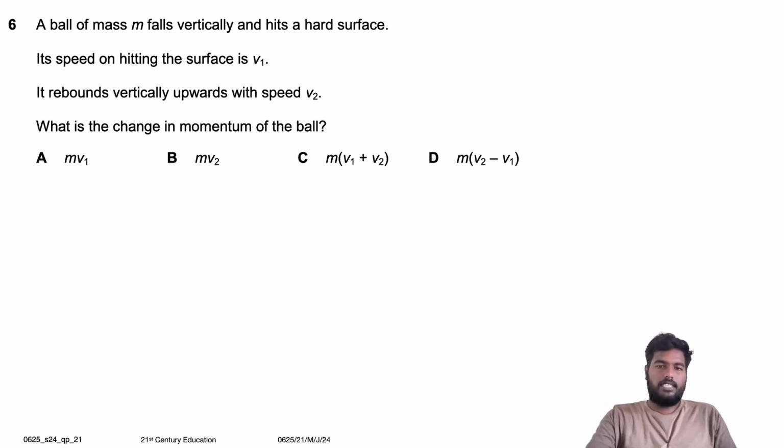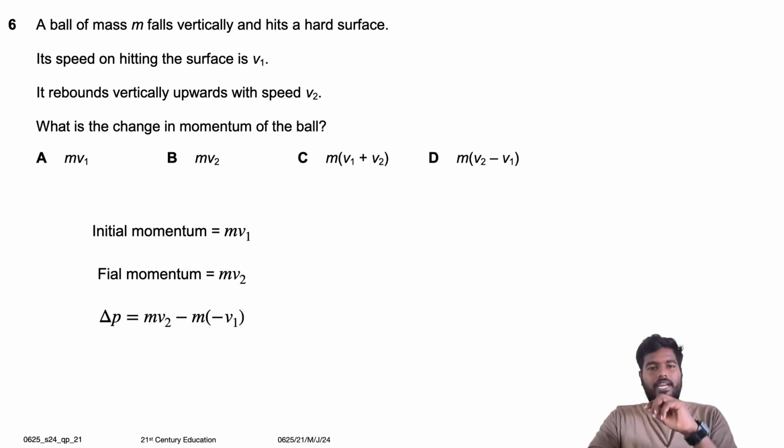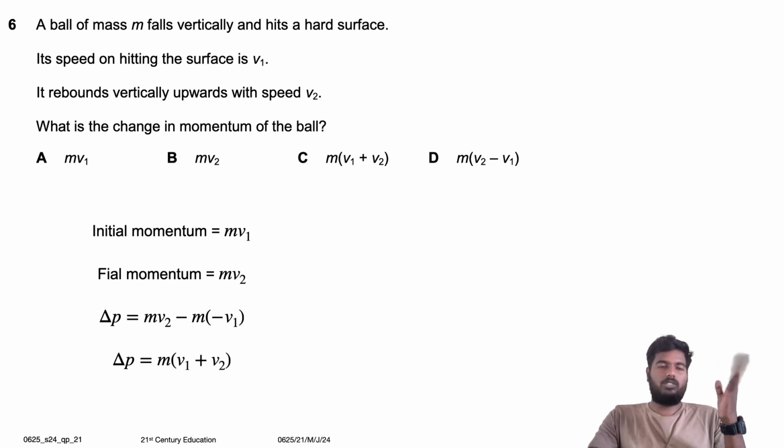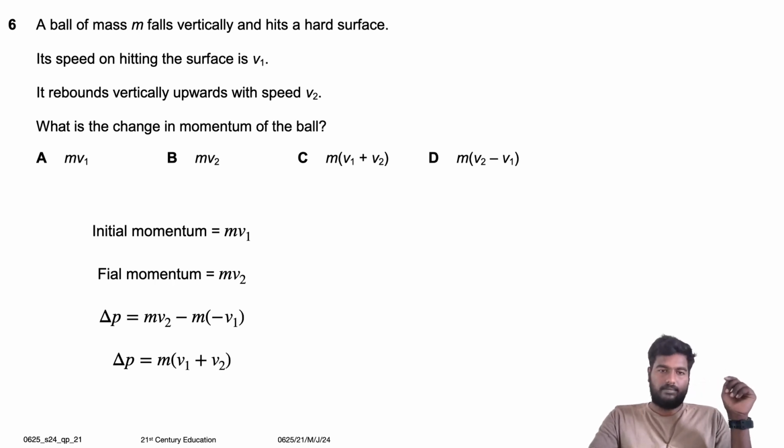We know that change in momentum is final momentum minus initial momentum. Initial momentum is mv1, final momentum is mv2. So mv2 minus of minus v1. We can take either direction negative, eventually we will get the same result. So it will give m(v1 plus v2). If we take v2 as minus, then we will have minus of m(v1 plus v2). But still the same answer. So option C.